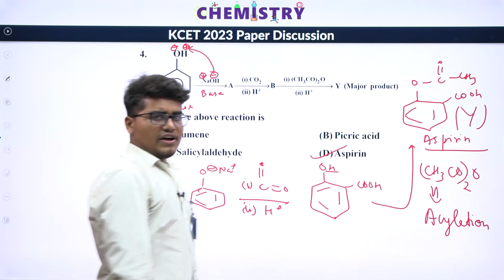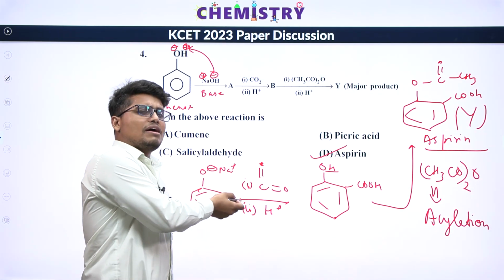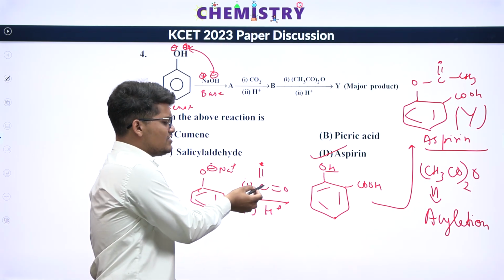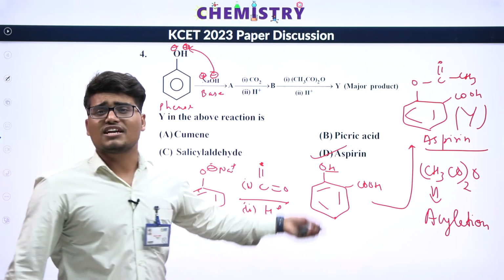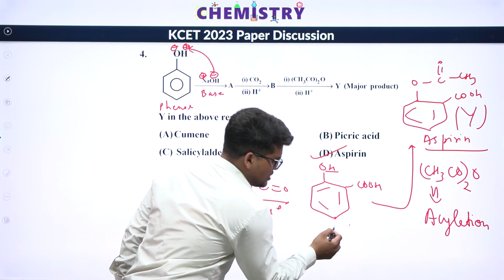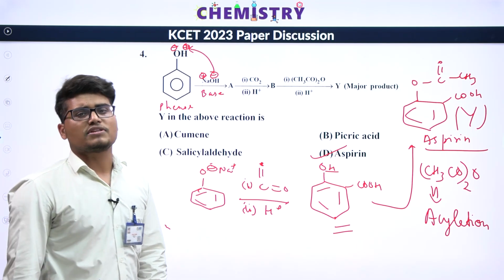Okay? Fine. So we are not going with the mechanism part. We can also do the mechanism part, but they are not asking for it, it is just a waste of time. Just know the Kolbe reaction, then write the product directly. This is the direct product when the phenol reacts with CO2 in the presence of H plus.